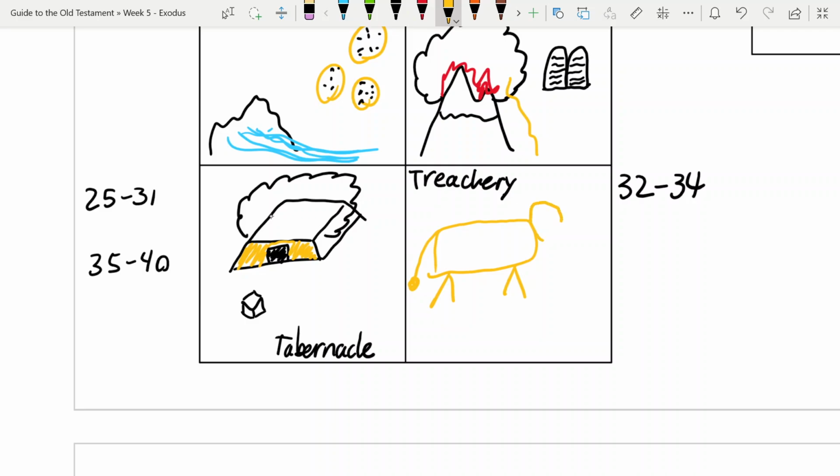Now, I'm no better at drawing calves than I am at drawing sheep, but we're going to do our best here. Here, we'll put some spots on it, and we'll make the calf say moo, and now it's a calf. They make a golden calf, and they worship this calf. It becomes an idol to them at the base of the mountain.